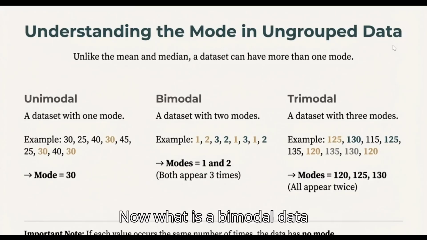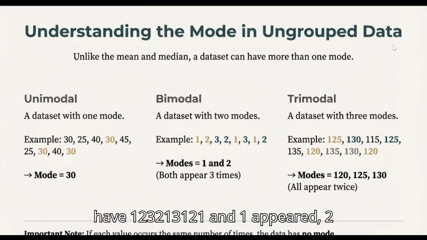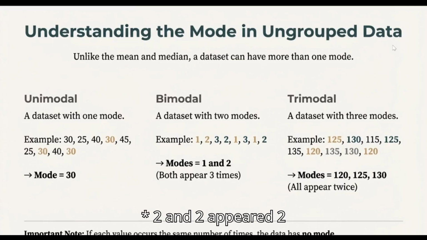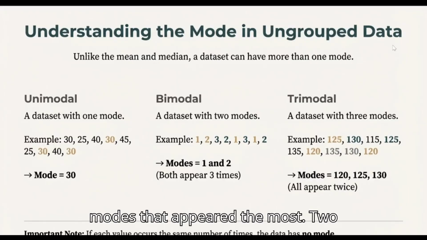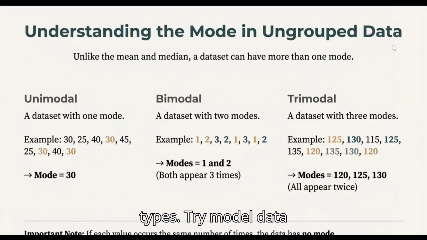Now, what is a bimodal dataset? It is a dataset with two modes. So if you look at this ungrouped data, we have 1, 2, 3, 2, 1, 3, 1, 2. 1 appeared three times and 2 appeared three times. That means we have two modes that appeared the most.